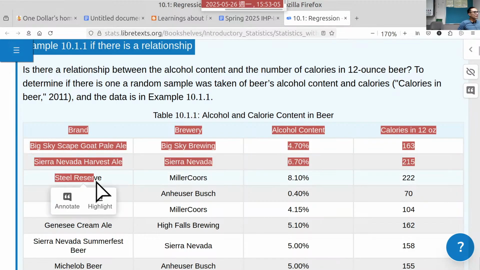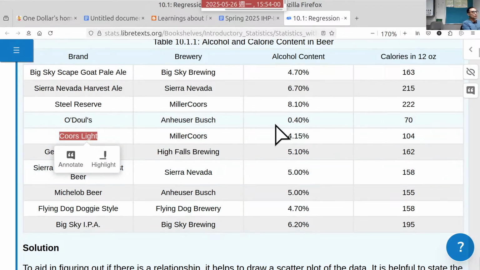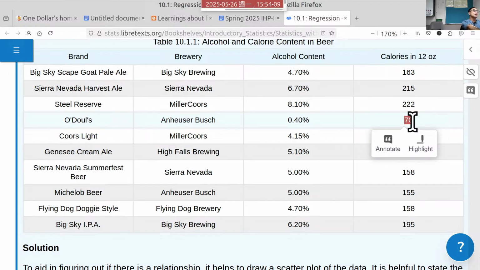Here, brand name. The first one, Big Sky Scape Gold Pale Ale. The alcohol content is 4.7%. Calories in a 12-ounce can, 163. And the second one, Sierra Nevada Harvest Ale. Ale or lager is a different kind of fermentation, and it makes a different type of beer. The alcohol content is 6.1. The calories in a beer can, 215. Then this one, roughly the alcohol content is 0.4, and the calories is 70.